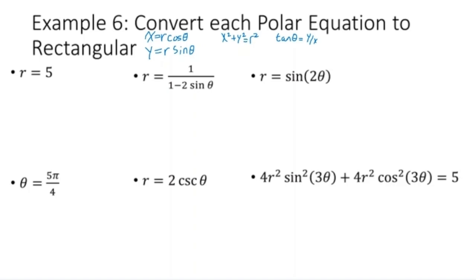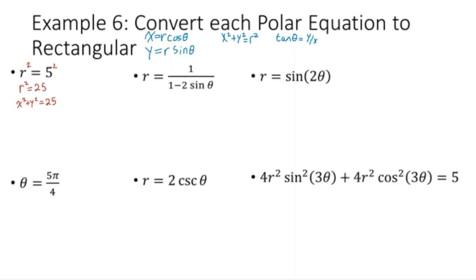There are a few different tricks that we can use to convert from polar to rectangular. If we take a look at the first equation, r equals 5, ideally, I would like to see x squared equals a number. Since r is constant here, the trick is to square both sides of the equation, and that gives us r squared equals 25. Now that I have the r squared, I can replace that with x squared plus y squared. So the rectangular version of r equals 5 is x squared plus y squared equals 25.